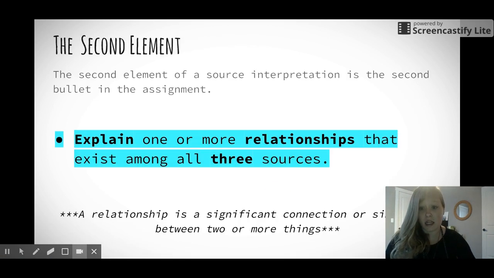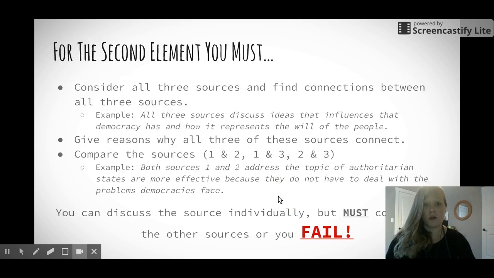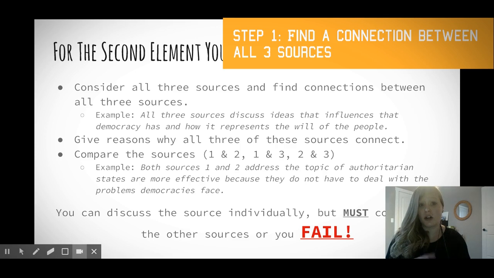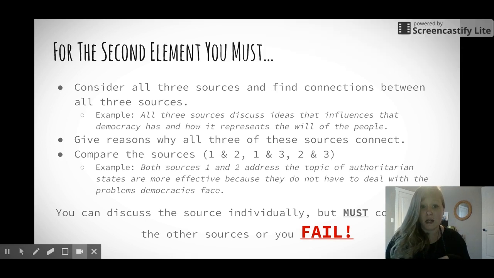So the second element is the second bullet point. And it says explain one or more of the relationships that exist among all three sources. And below there, you can see a definition. So a relationship is a significant connection between two or more things. So how do you do that? So first, you've got to consider all three sources and find connections between all three sources. Like I said before in the example I used, they were all connected through democracies. So for example, all three sources discuss ideas that influence democracy has and how it represents the will of the people.